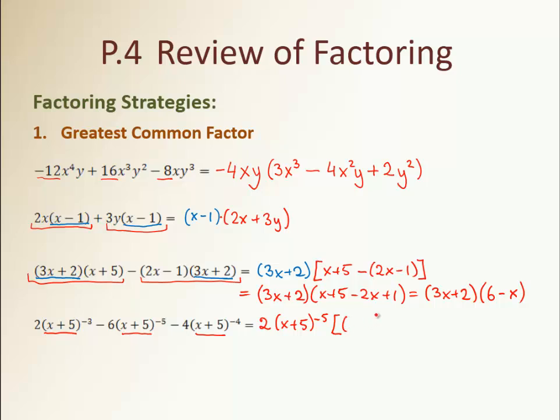So I should have the bracket x plus 5 to something. What is this something? Well, you can easily check by multiplying back. When you multiply powers, the exponents add. So we are going to add negative 5 and something to obtain negative 3. Well, the something must be 2, because 2 minus 5 is negative 3.